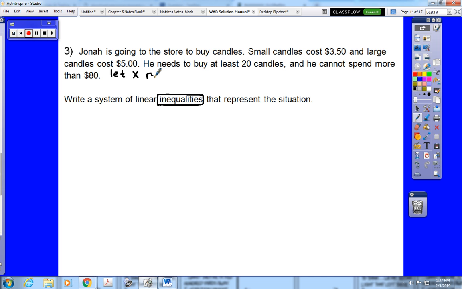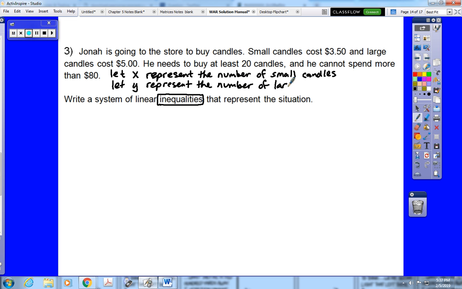Let's say we let x represent, and this is actually a good talking point, the number of small candles, and let y represent the number of large candles. On the first section of the ISTEP, you are almost guaranteed to have a systems word problem.